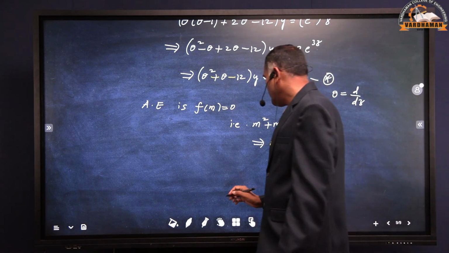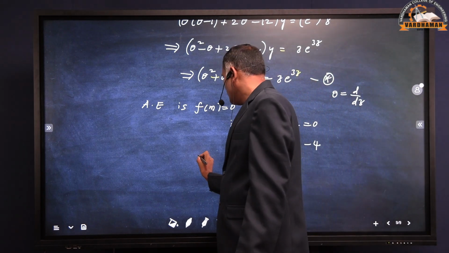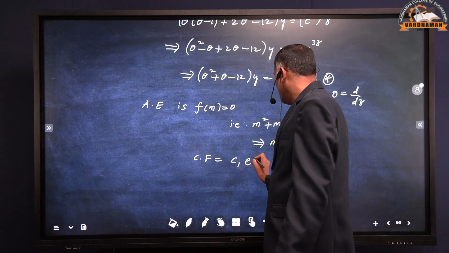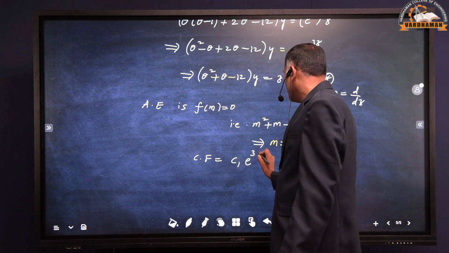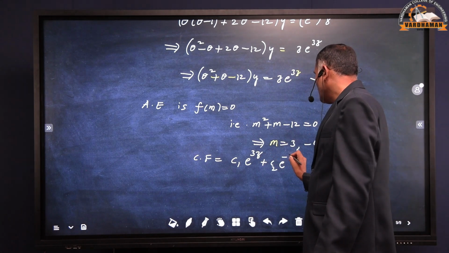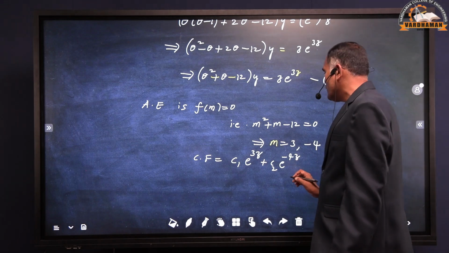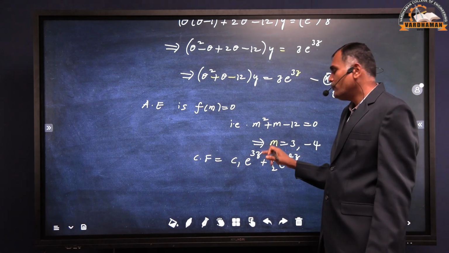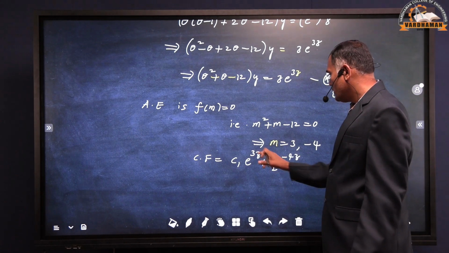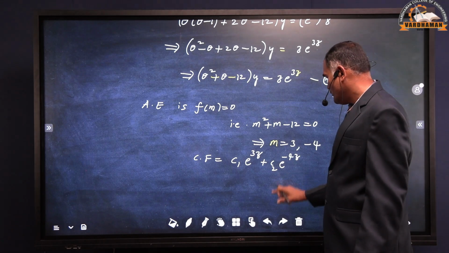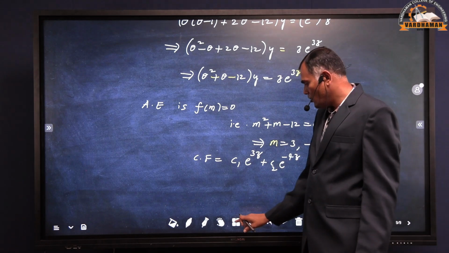Now we write the complementary function as like this. The complementary function is given by c1 into e power 3z plus c2 into e power minus 4z. Here the independent variable is z, so in place of x we are writing z. Now this gives the complementary function of star, where C1 and C2 are arbitrary constants.